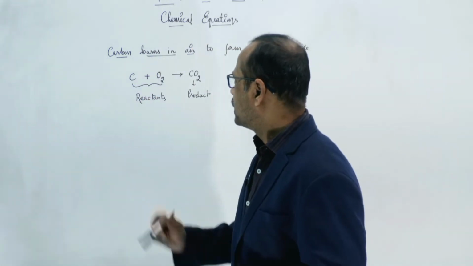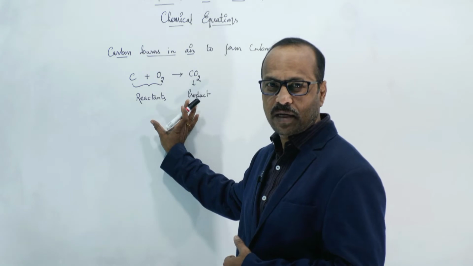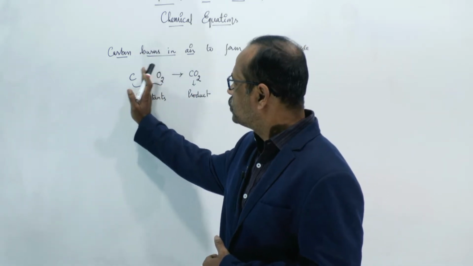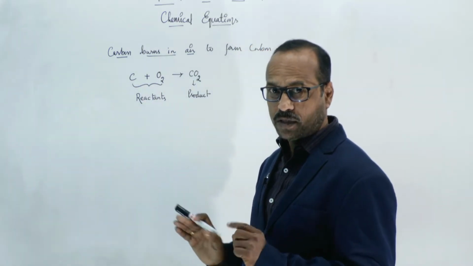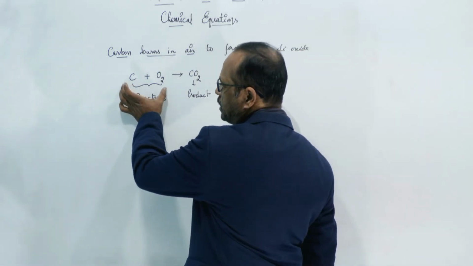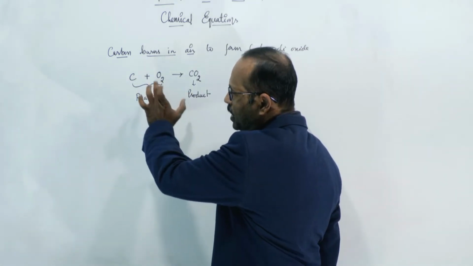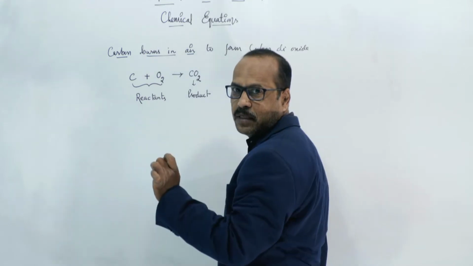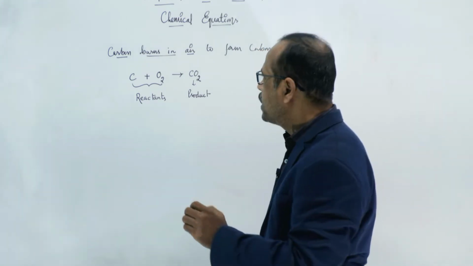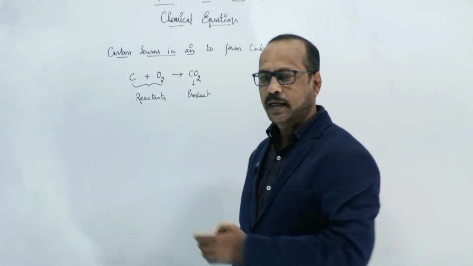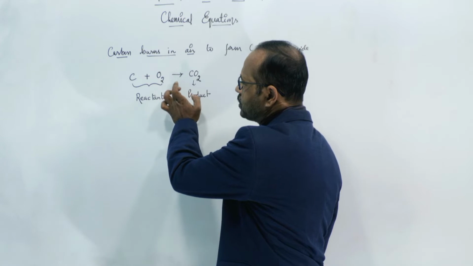Students, in a chemical equation, reactants should always be written on the left side and products on the right side. Remember, this is a very important part. If there are two or more reactants, we can join them with the plus symbol. Similarly, if there are two or more products, we can also join them with plus. Reactants and products are separated by an arrow mark.